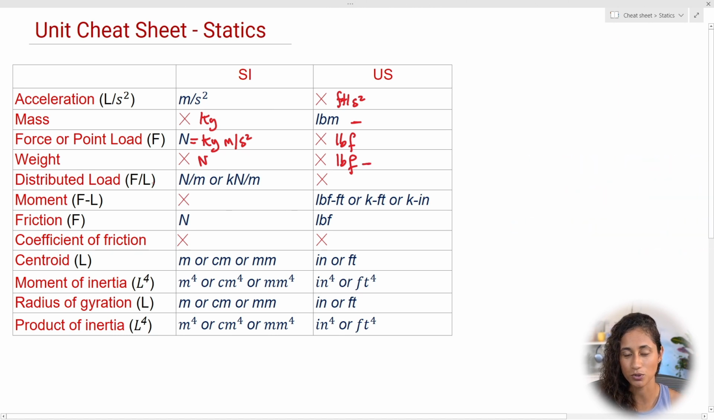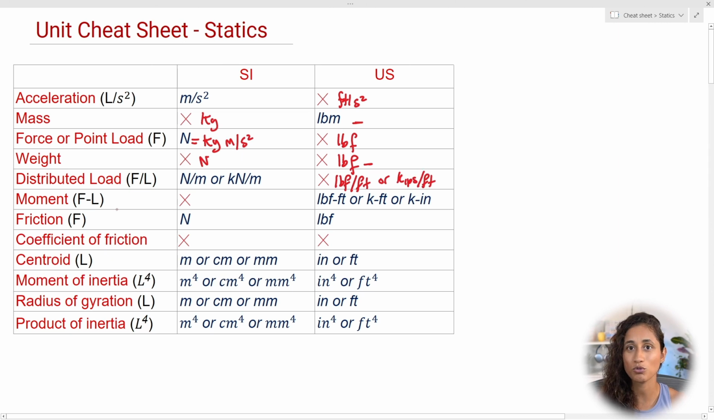Now we have distributed load, which is common when we have a beam, and it has the units of force per length. When we're dealing with SI units, it would be newtons per meter or kilonewtons per meter. Now, I am going to show you guys in a little bit how you go from newtons to kilonewtons, vice versa, because it's important for the FE. And then for US units, it would be pound force per foot. Or it could also be kips per foot.